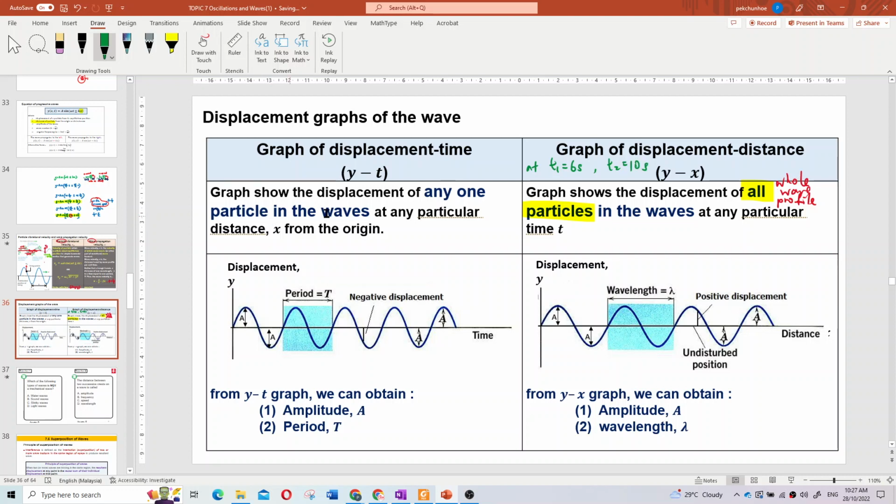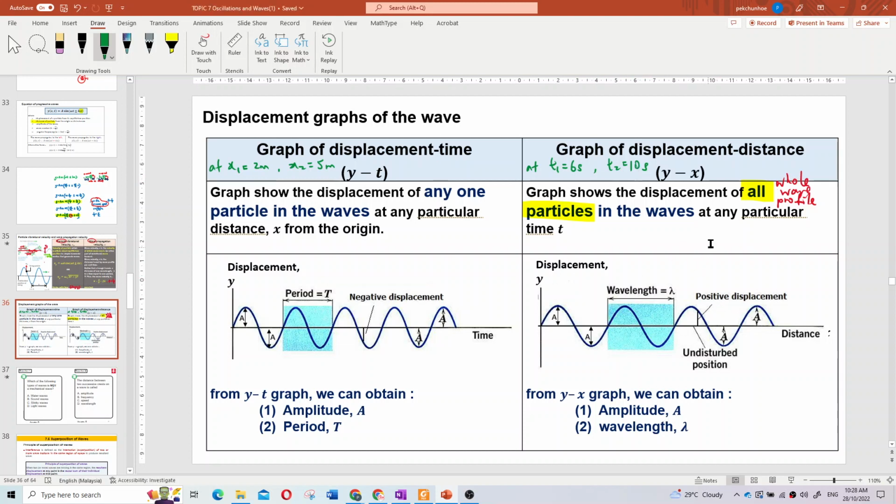Okay, kalau y versus x dia akan bagi masa. Kalau y versus time dia akan bagi distance, ya. Let's say at x equal to 2 meter or x equal to 5 meter and so on. Okay. Nanti saya akan explain tentang ini. Kenapa ini bagi distance, ini bagi masa. Okay. At any particular time, meaning let's say time equal to 6 seconds or 10 seconds.